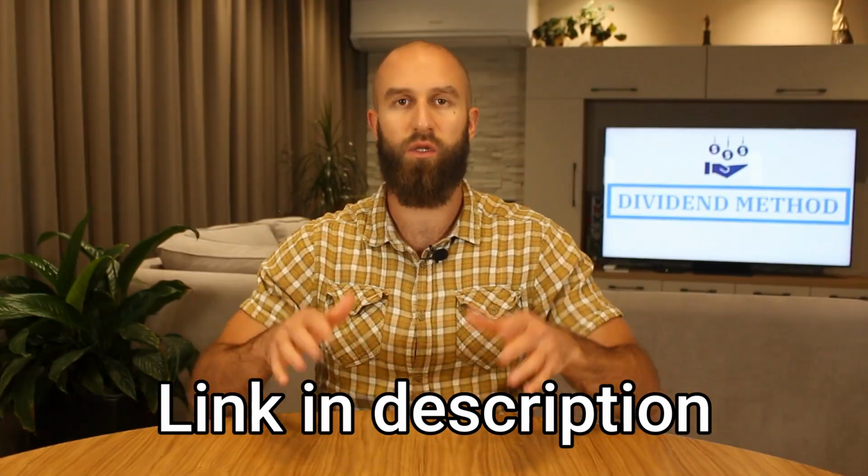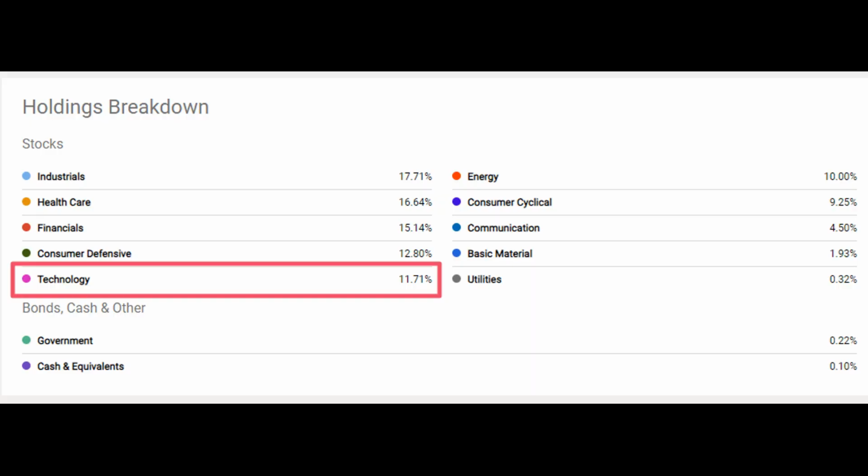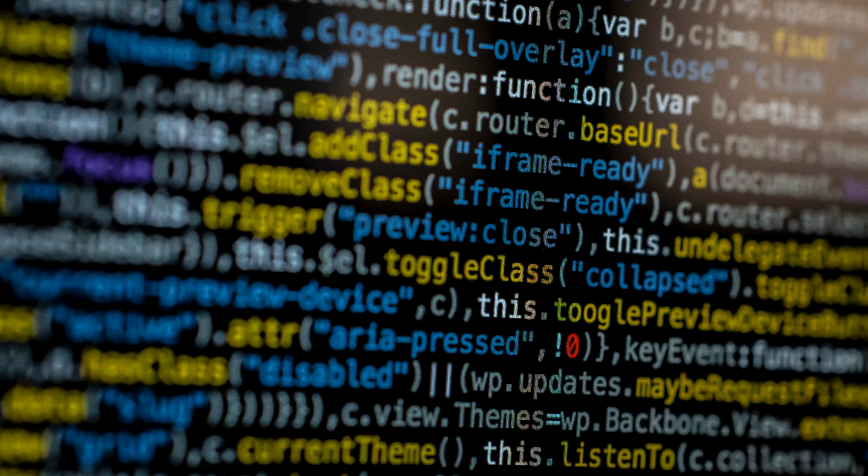Next sector, technology. The technology sector includes, surprise, companies involved in developing, manufacturing, and selling technology-related products and services. Businesses in the sector create products like smartphones, computers, software applications, internet services, semiconductors, etc. The technology sector is usually considered cyclical as it can experience ups and downs with economic cycles, but it often provides opportunities for long-term growth due to the technological innovation.